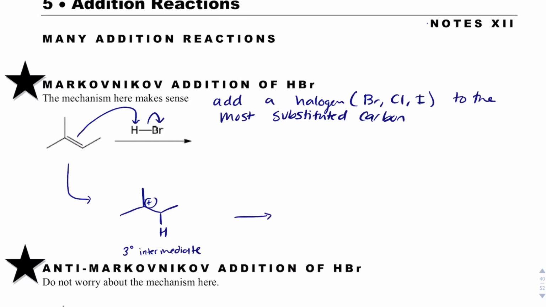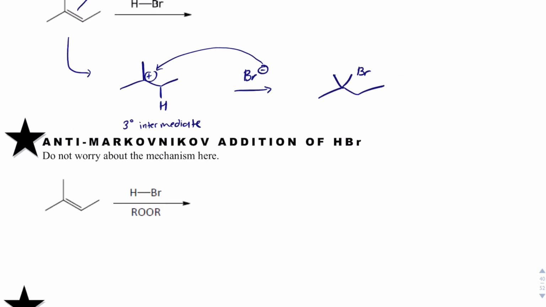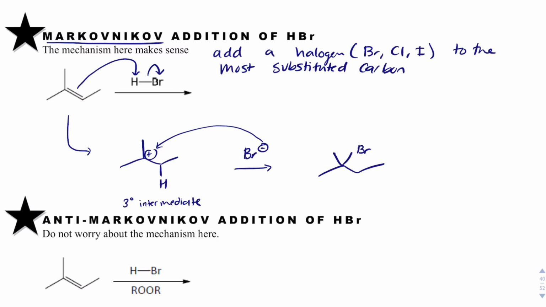Bromide is still hanging around because they're in the same reaction vessel. So bromine cedes that positive charge and immediately undergoes a nucleophilic attack. And so we get bromine added to the most substituted carbon, while hydrogen is on the least substituted carbon. Now, that's Markovnikov addition of HBr. It could be HCl or HI, okay?